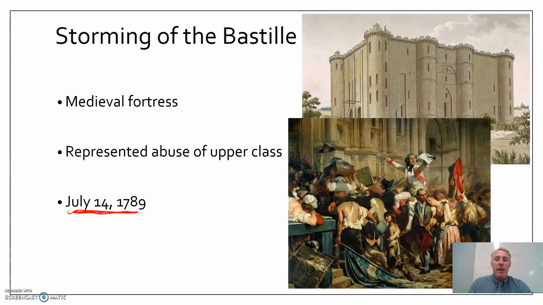But the storming of the Bastille was representative. It was a wake-up call for the upper classes of France. It told them that the people were angry and they were not going to be silent about it. All right, so that concludes the opening phases of the revolution, and then we will get into the next phase where they really start to try and make some changes.